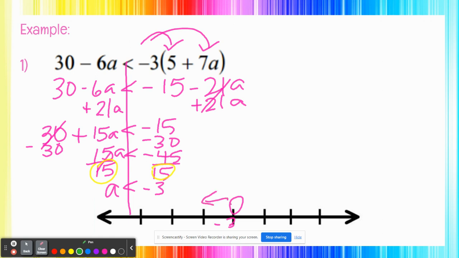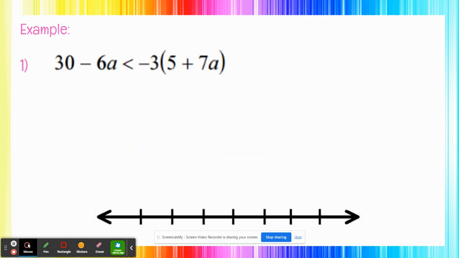If you had done it the other way around and moved the 6 instead, your answer would have looked something like this. And again, that's the same answer because negative 3 is still larger on both answers. So either way is fine. Okay, let's try the next one.